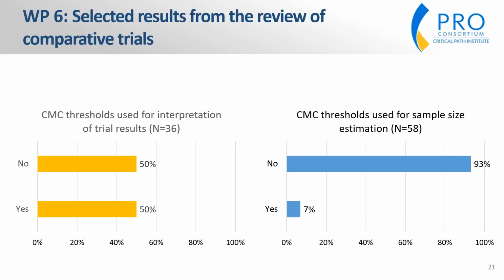What else did we find? As I said, our review comprised only publications and protocols that would make reference to CMC thresholds in some way, but still only half of these publications would actually use the CMC thresholds for interpretation of the trial results. And even more rarely, only in 7% of the trials, CMC thresholds were used for sample size estimation for power analysis, which of course also reflects that PRO endpoints are most commonly secondary endpoints of the trials and thus not used for power analysis.